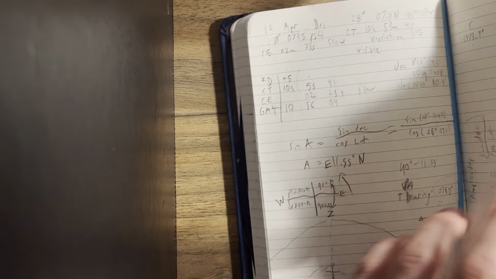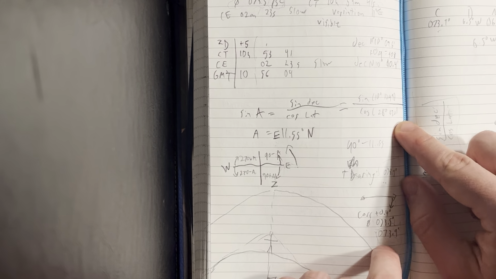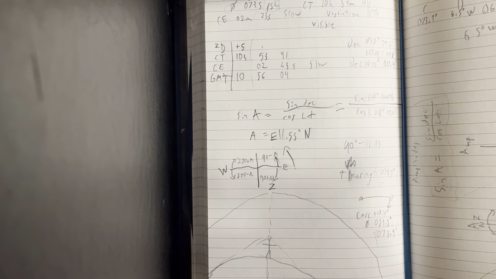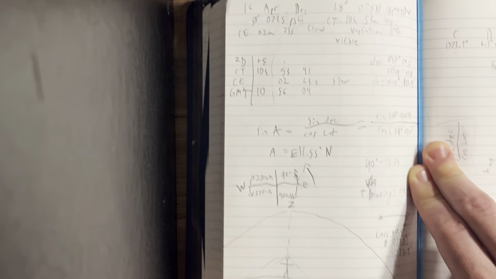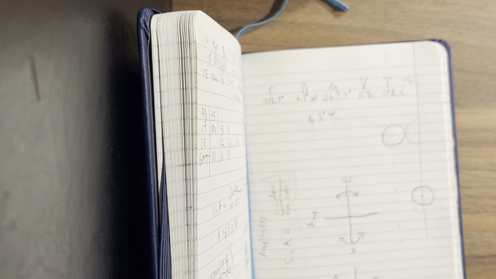So we get that correction factor. We apply it to our original measured bearing, and we would get the bearing off of our compass of the sun at the celestial horizon. And then from there, we could compare the two and get our deviation.